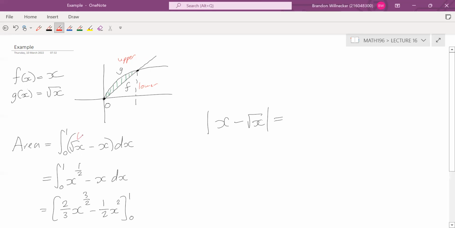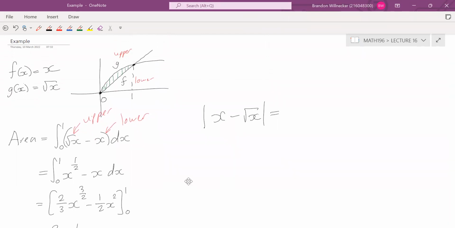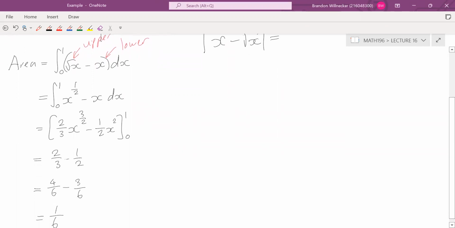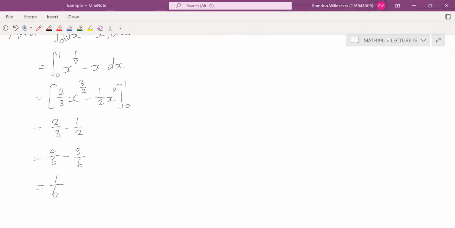Then we take the upper function minus the lower function. If you did this the other way around by mistake, then your answer would be negative. Okay, but we don't want negative areas here. So please make sure you do it the right way around. Okay, then you just compute the integral. We've done plenty of those now. And then you get your final answer as the area.